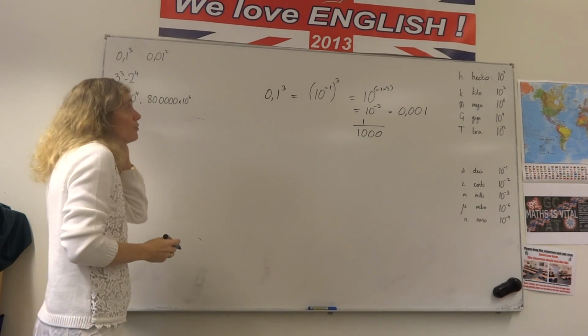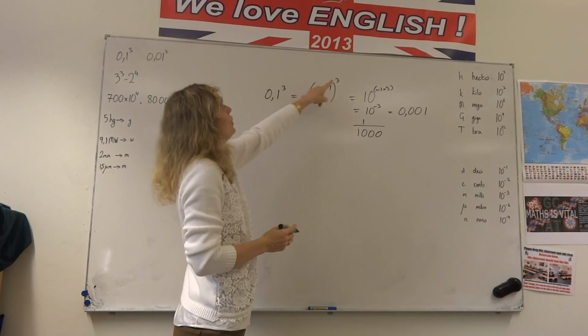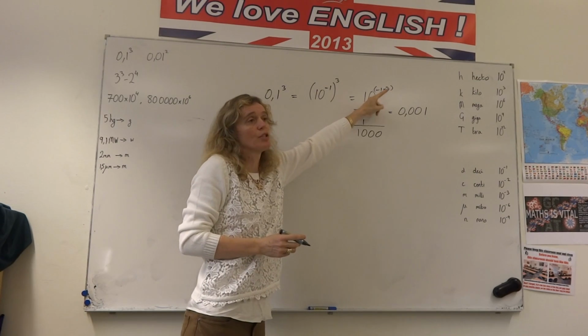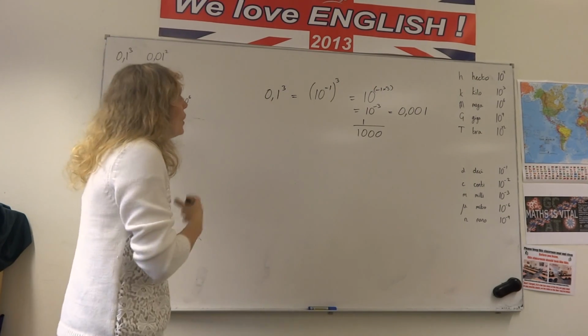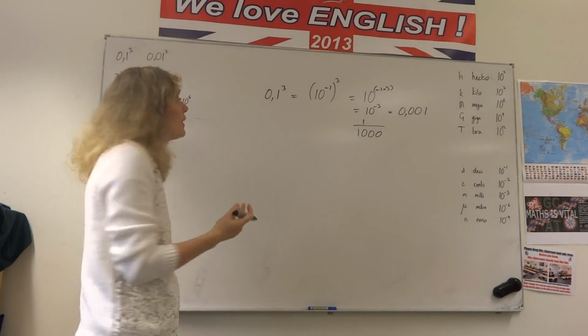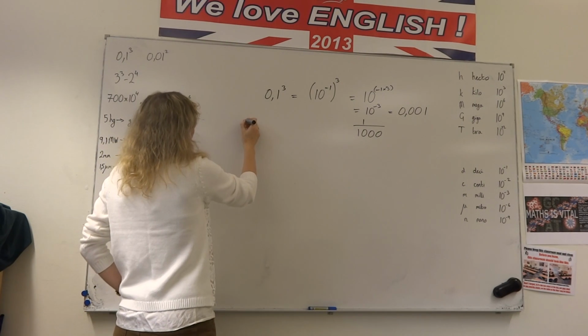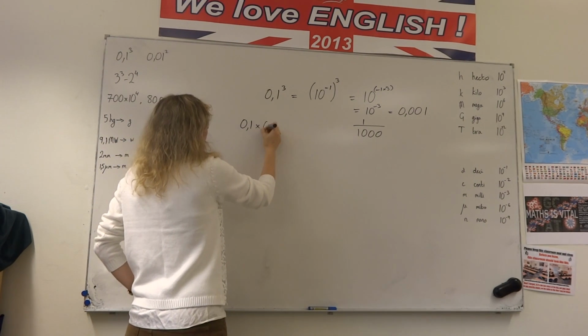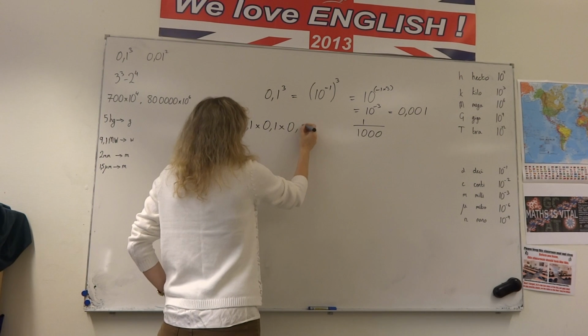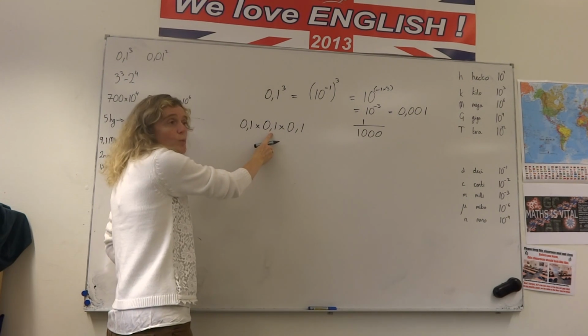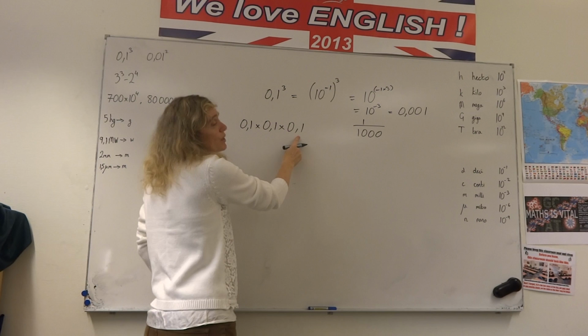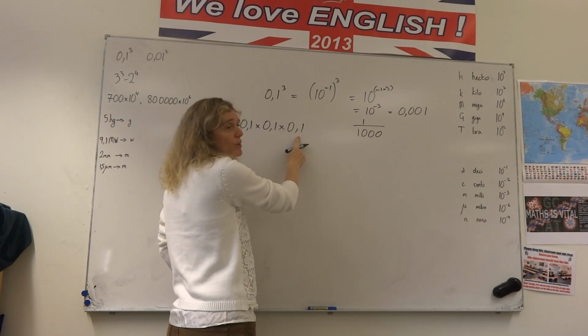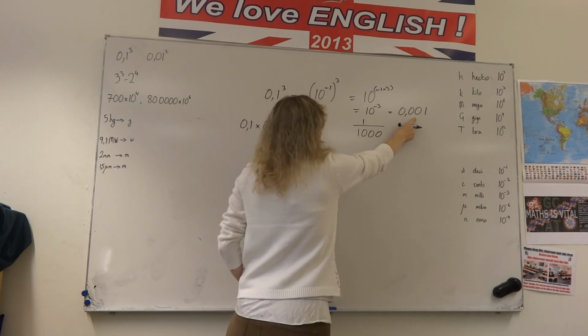So this is another rule with potentials, that when you cube them, you are actually allowed to multiply the numbers. If you're not familiar with doing that, you can actually see that 0.1 cubed is 0.1 times 0.1 times 0.1. 0.1 times 0.1 would be 0.01. 0.01 times 0.1 would be 0.001, giving us the same number.